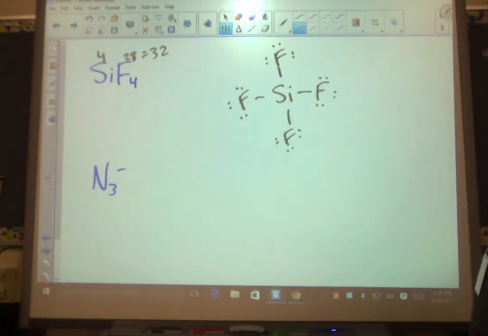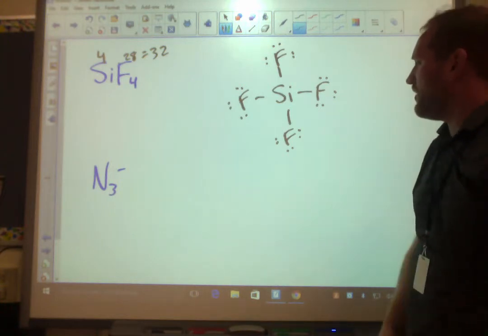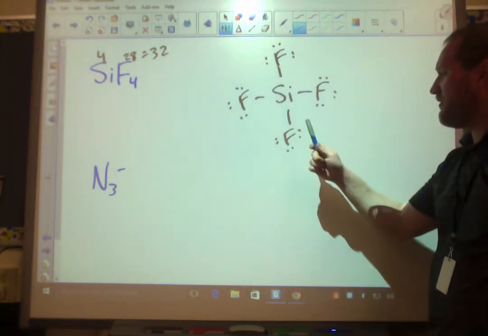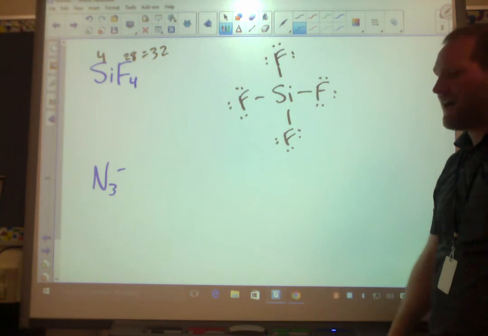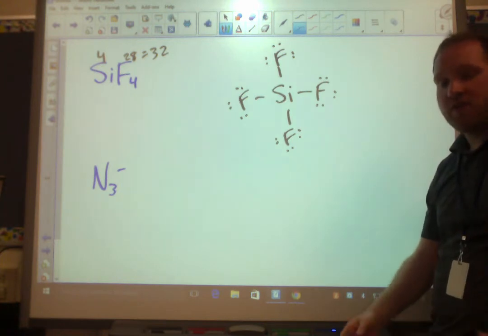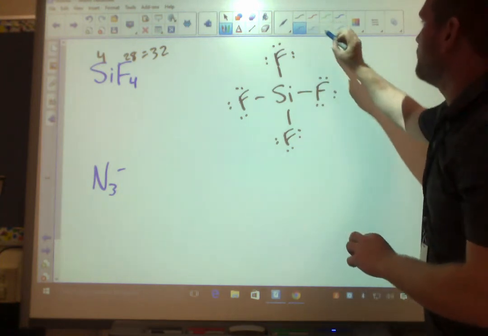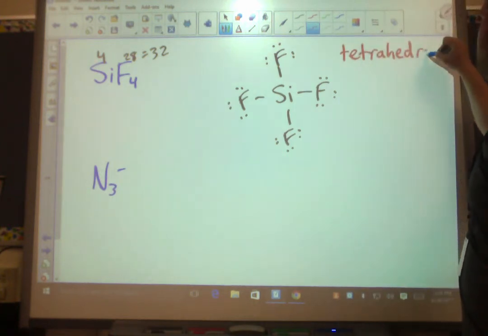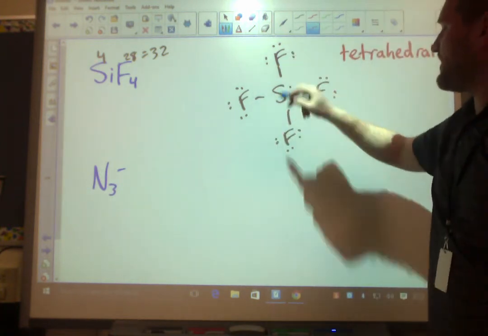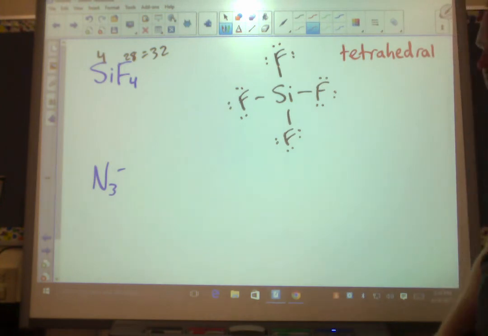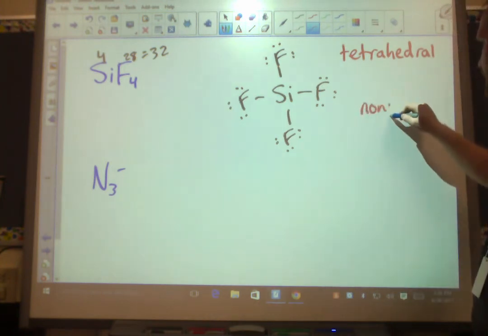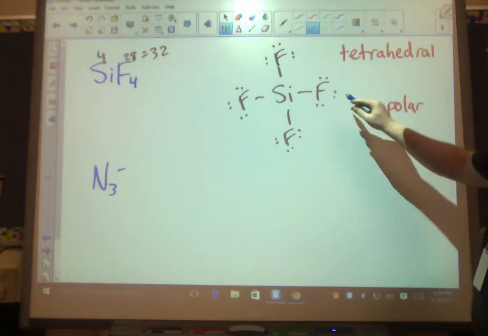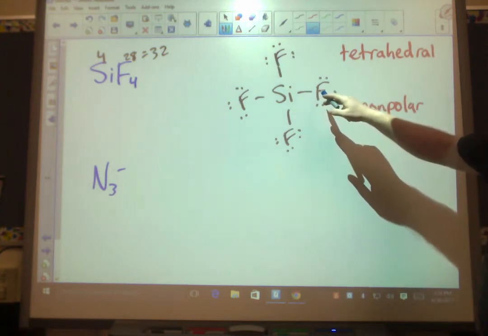Let's think about what the geometry is going to be. Well, we have one central atom surrounded by 4 single bonded atoms. This can only be one thing, tetrahedral. And because they're all the same element, this tetrahedral shape is going to be nonpolar. Even though I know for a fact fluorine is the most electronegative element.